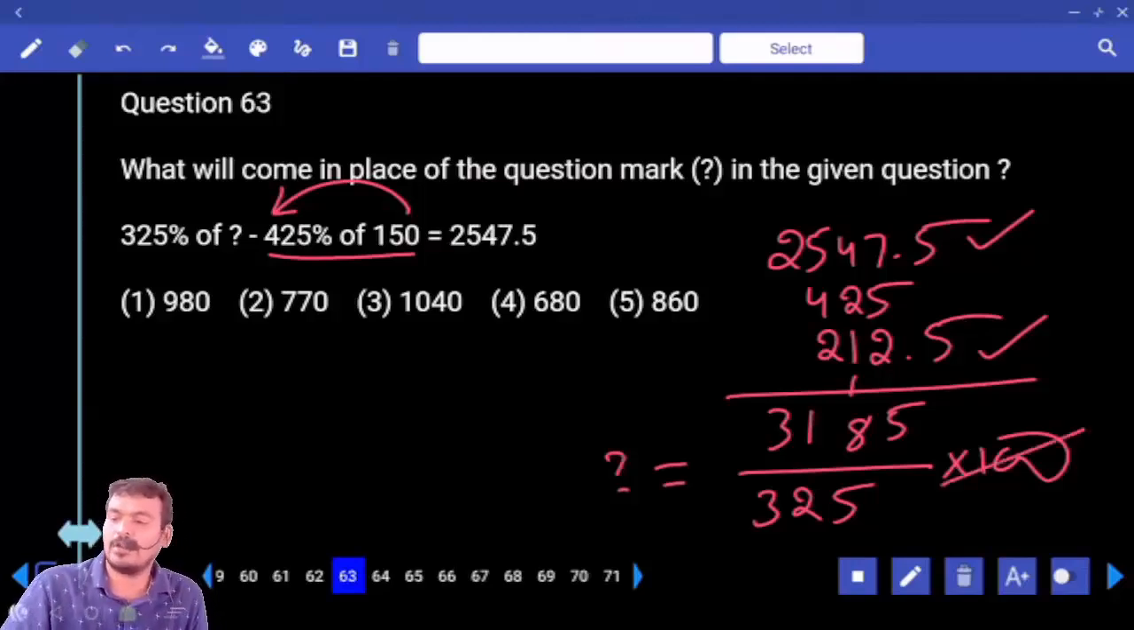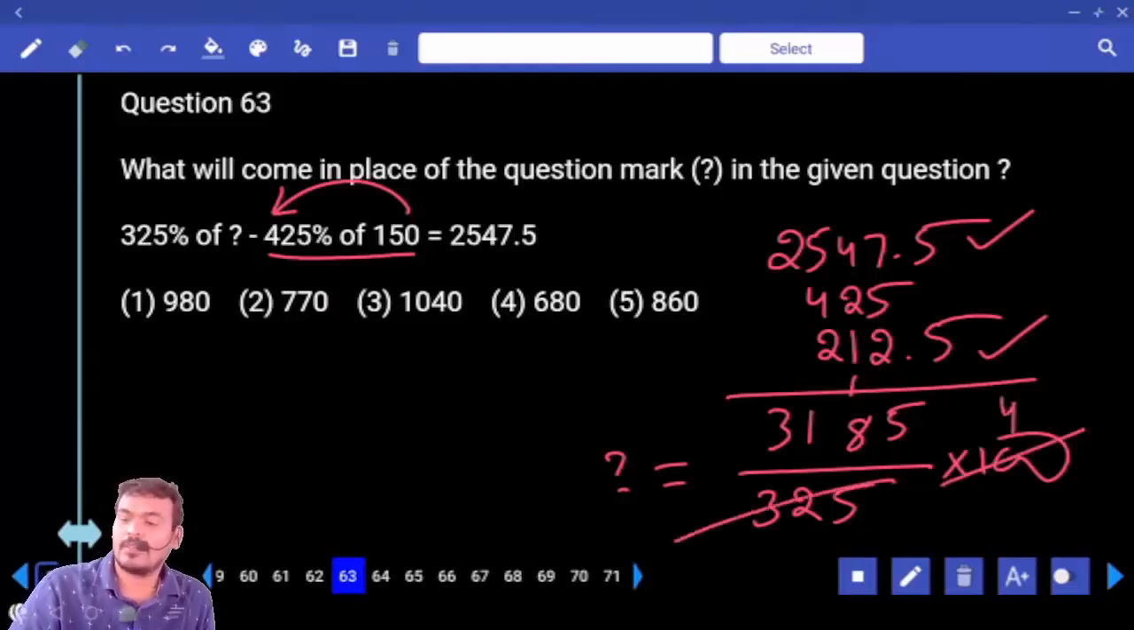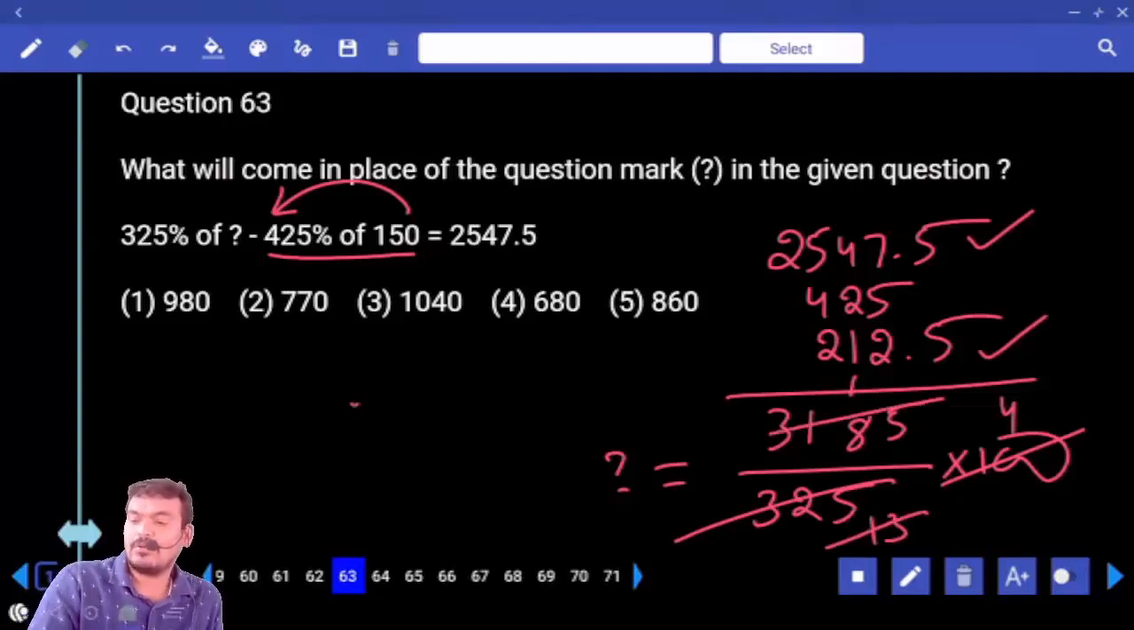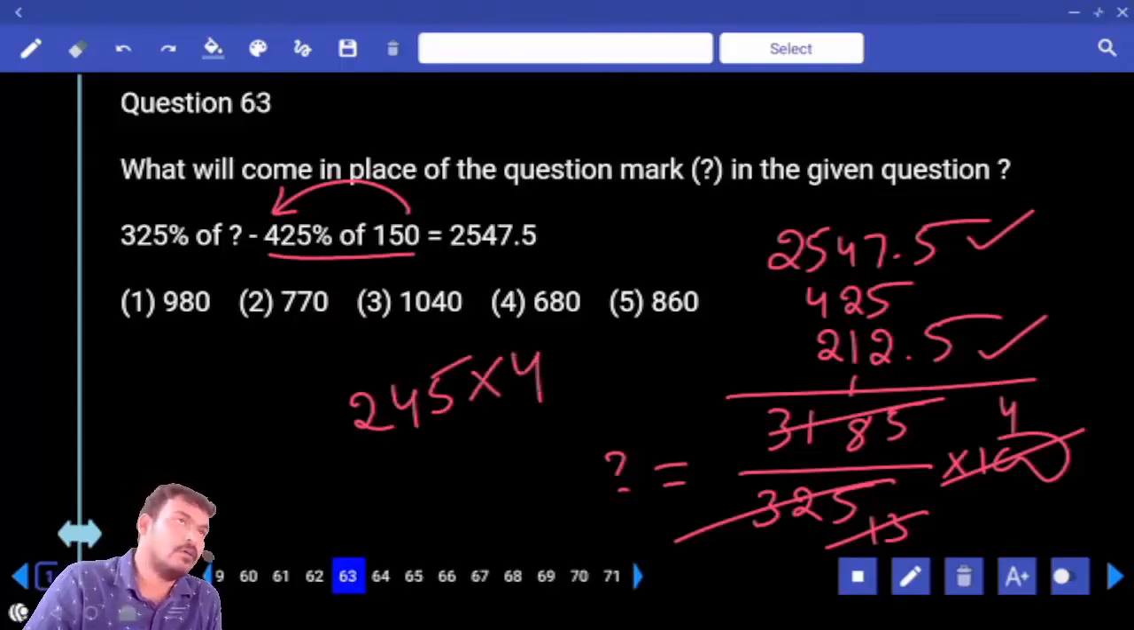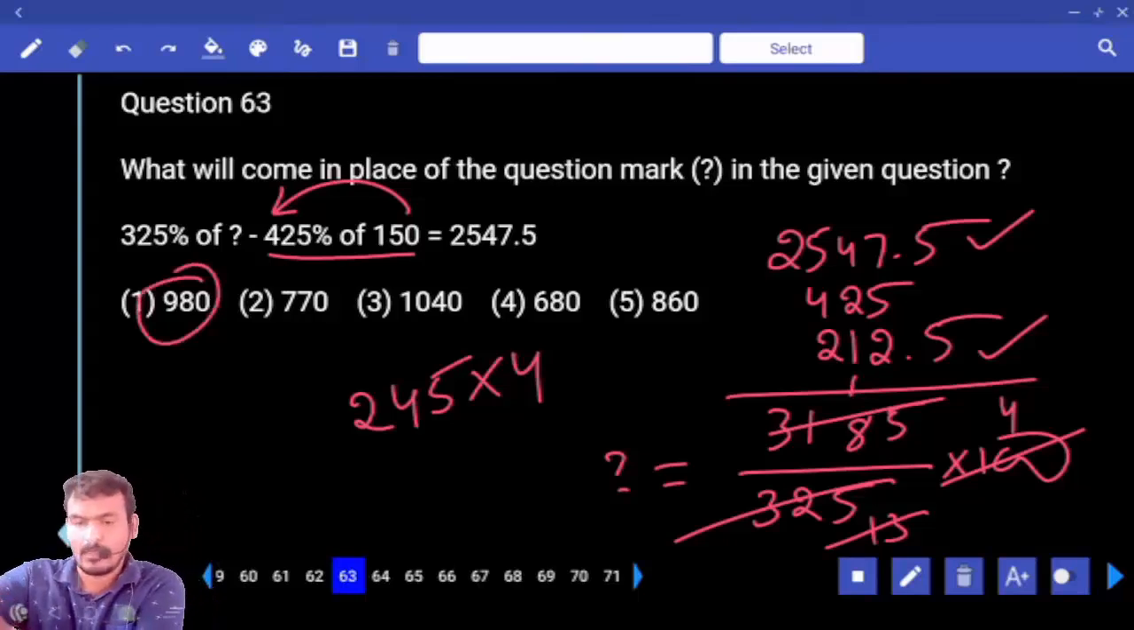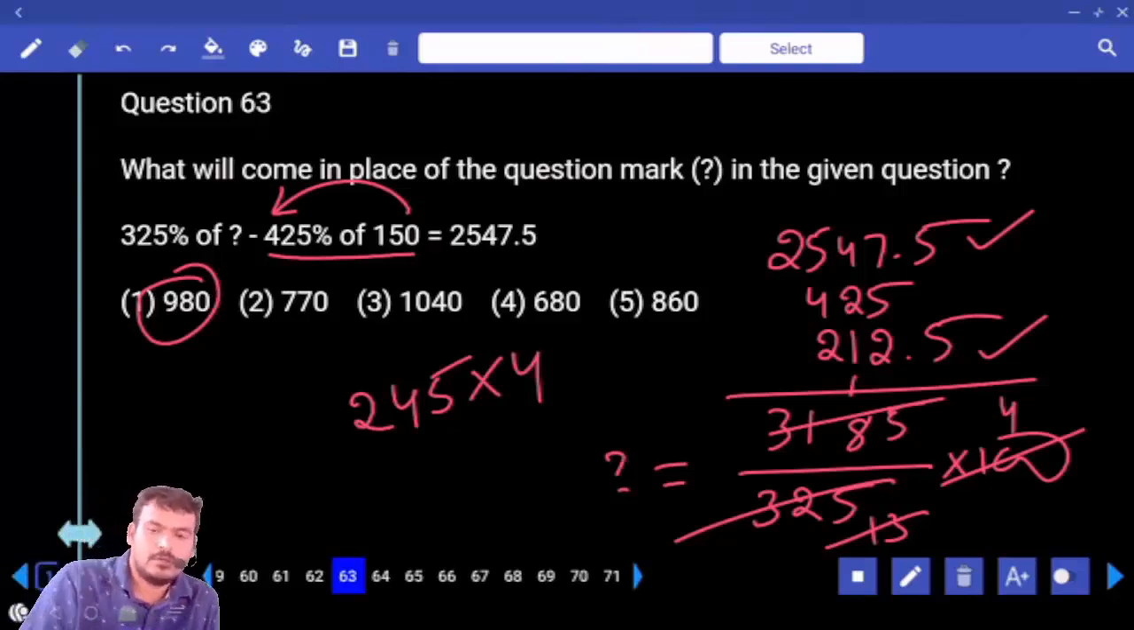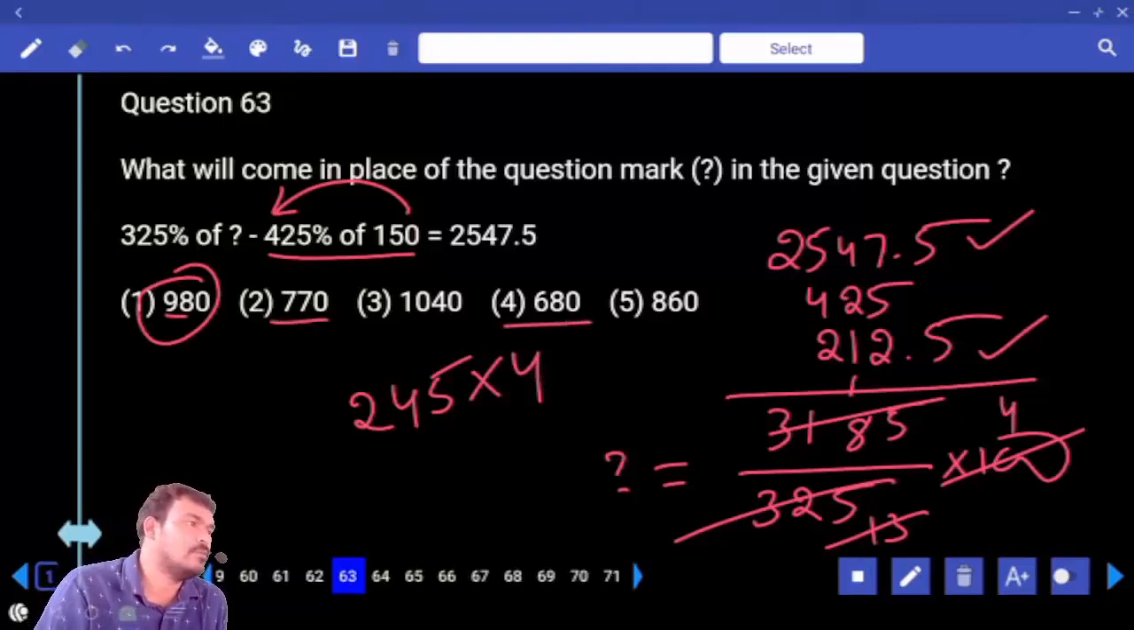25 how many times? Numerator 4 times. Denominator 13 times, or not? Obviously numerator 13 how many times? 2 times. Remaining value 4 times. Again 5 times, or not? 245 into 4, or not? 245 into 4 means it is 980, or not? Verify the 7 multiple, but how many options? First option, second option, 7 multiple. Fourth option also 7 multiple. Okay.